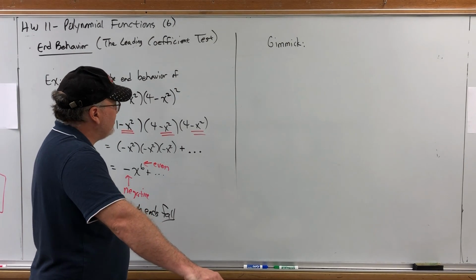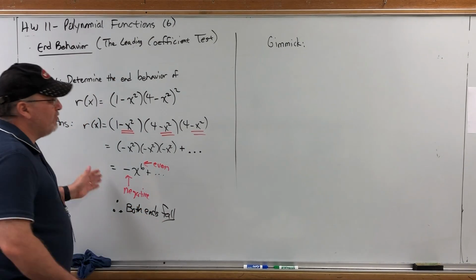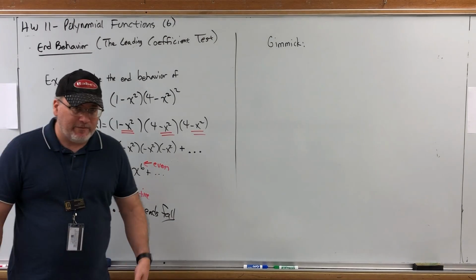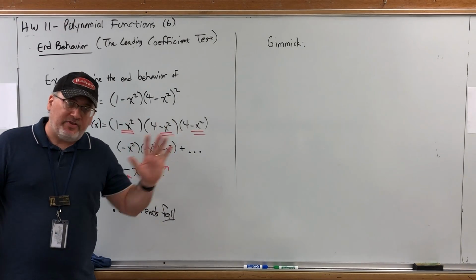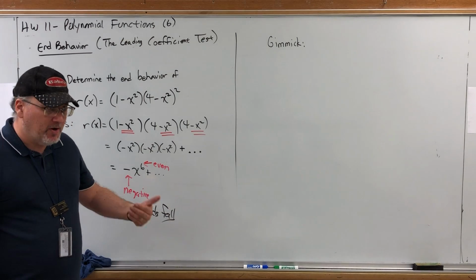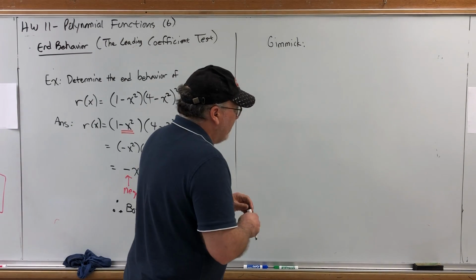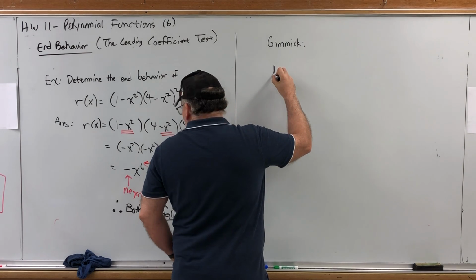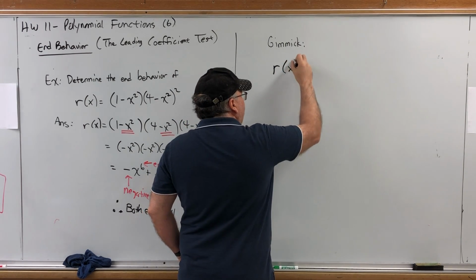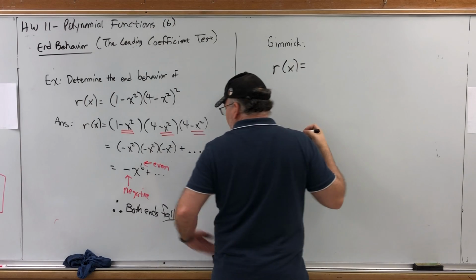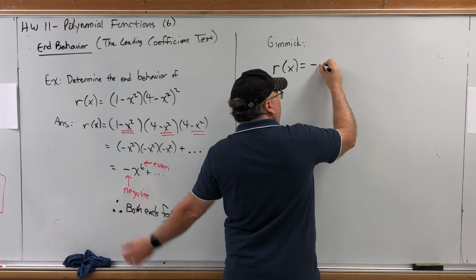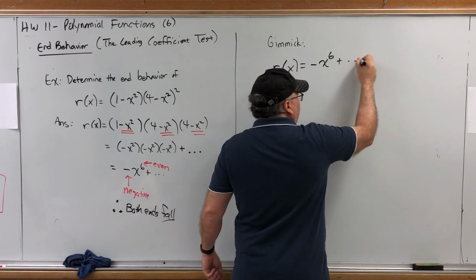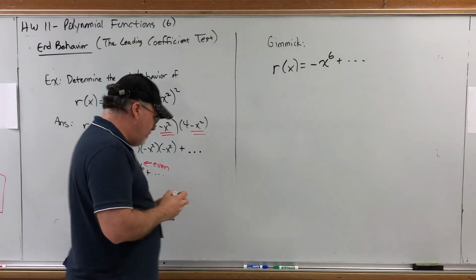But that gave me a good chance to say, well, here's the previous example, and now I just want to show you a quick gimmick for determining end behavior without the need to memorize that chart that we saw a couple of videos ago. It still involves looking at the leading coefficient and the degree. So let's take the leading term from the previous example. That was negative x to the 6th power.